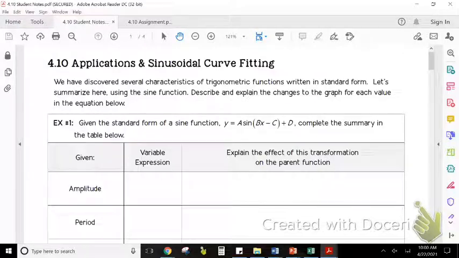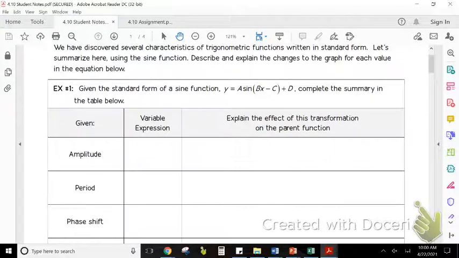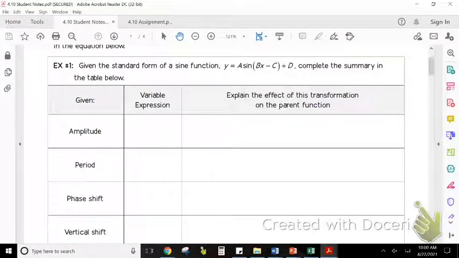All right, 4.10 is applications and sinusoidal curve fitting. So it says we've discovered several characteristics of trigonometric functions written in standard form. Let's summarize here using the sine function. Describe and explain the changes to the graph for each value in the equation below. Example 1 says given the standard form of a sine function, y equals a sine of bx minus c plus d. Complete the summary in the table below.